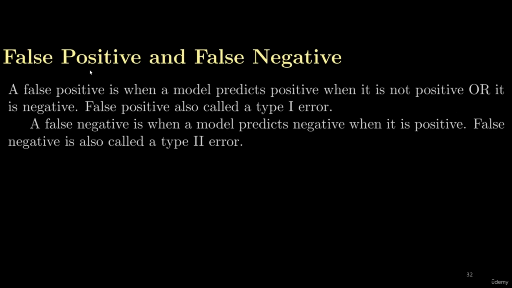On the other hand, we also have false positive and false negative. A false positive is when a model predicts positive when it is not positive, or it is negative. False positive is also known as type 1 error. So we have to remember this name as well. Since we have already learned that false positive is an error, the name of this error is type 1 error. Similarly, false negative is also an error, and the definition is when a model predicts negative when actually it was positive. So false negative is also an error and it is known as type 2 error. We have to remember the names of type 1 and type 2 error.